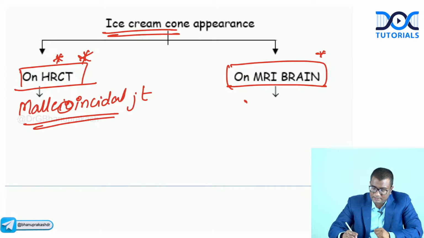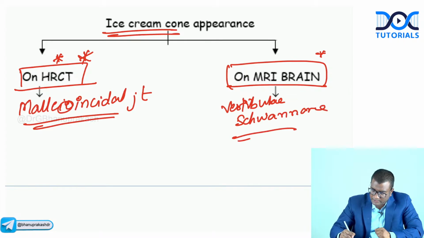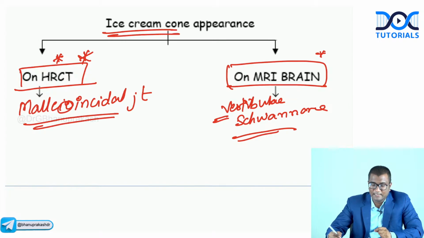On MRI brain, this is your vestibular schwannoma, right? Previously called acoustic neuroma. The correct name is vestibular schwannoma. It arises from the vestibular nerve, from the Schwann cells. So vestibular schwannoma at the CP angle will give you the ice cream cone appearance, right?